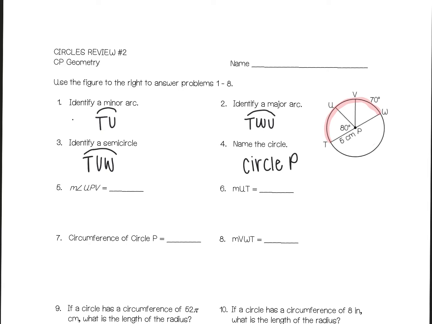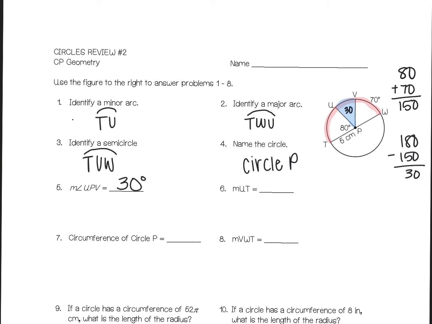The measure of UPV, the angle, so that would be this angle here. Since we know the top of the circle is a semicircle, it's 180. I have 80 and 70, which is 150. If I subtract, I'm left with 30, so this angle here would be 30 degrees.